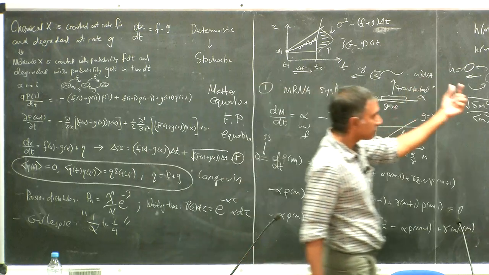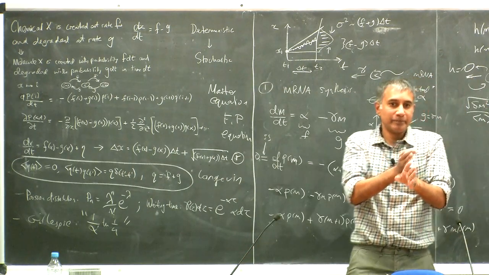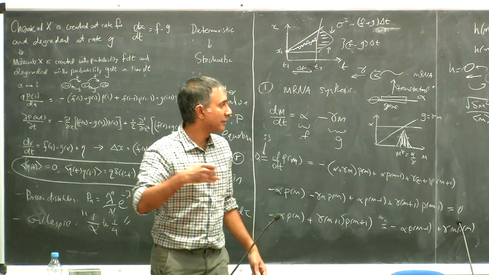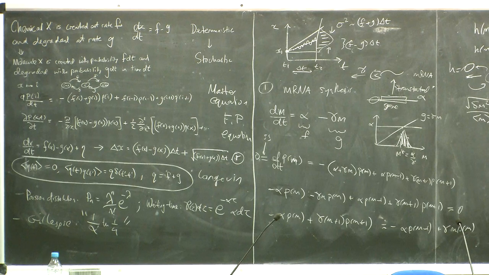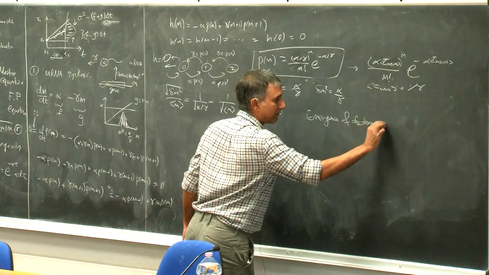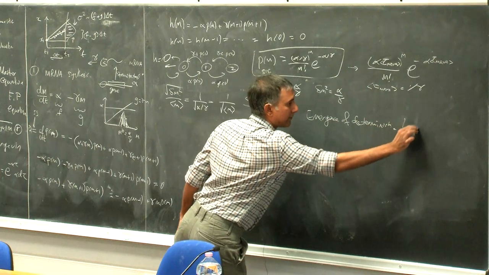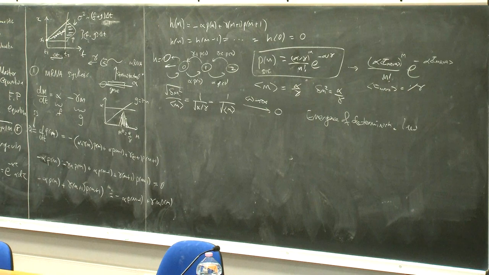And that centering is very, very narrow. Not just centered around, but just bunched around them. So that's the first way in which the deterministic law emerges, right? They call this the emergence of the deterministic law. Okay? So that's the first way.